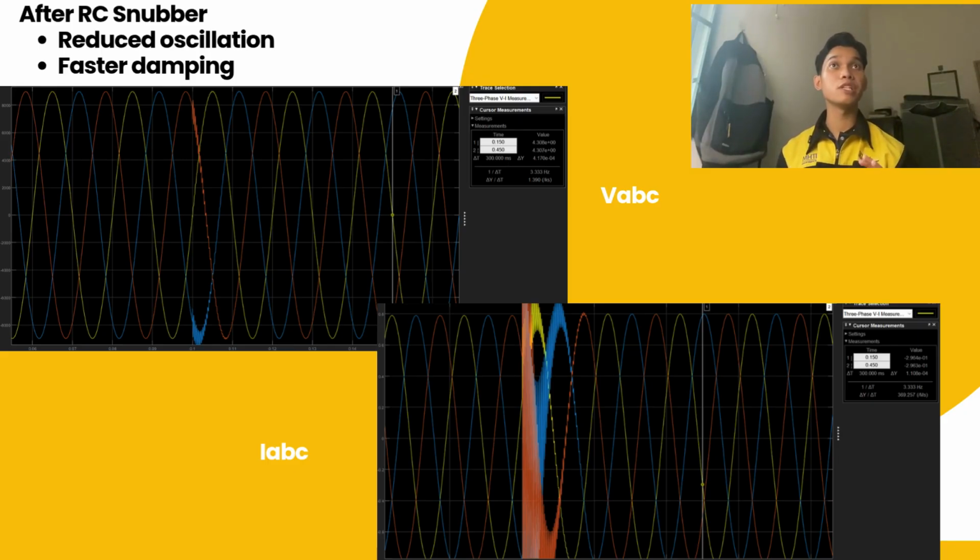And the last part is the post-PQ condition after mitigation. From the circuit diagram, an RC snubber circuit is introduced across the switching device to suppress the transient energy generated during capacitor bank switching. From the VABC waveform, after applying the RC snubber circuit, the voltage oscillations are significantly reduced. The waveform returns to its normal sinusoidal shape more quickly compared to the disturbance condition. From the IABC waveform, the current waveform also shows a reduction in oscillation magnitude and duration. The transient energy is dissipated by the snubber circuit, resulting in faster damping and improved waveform quality.